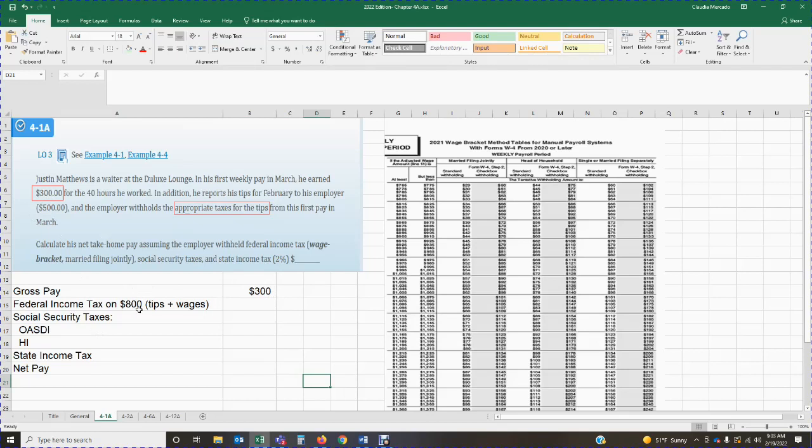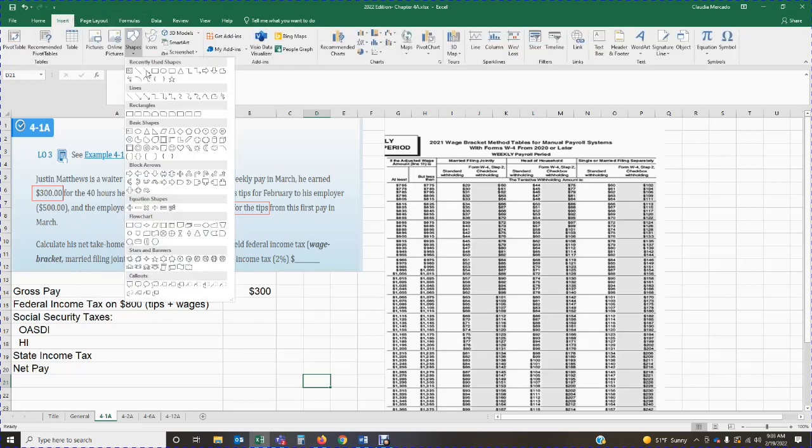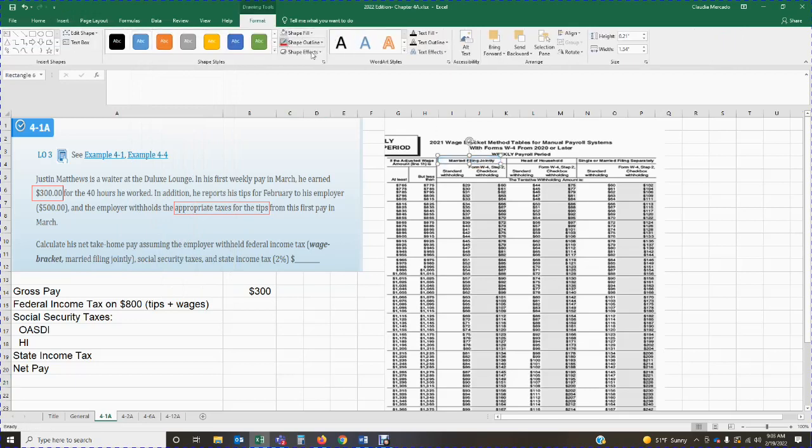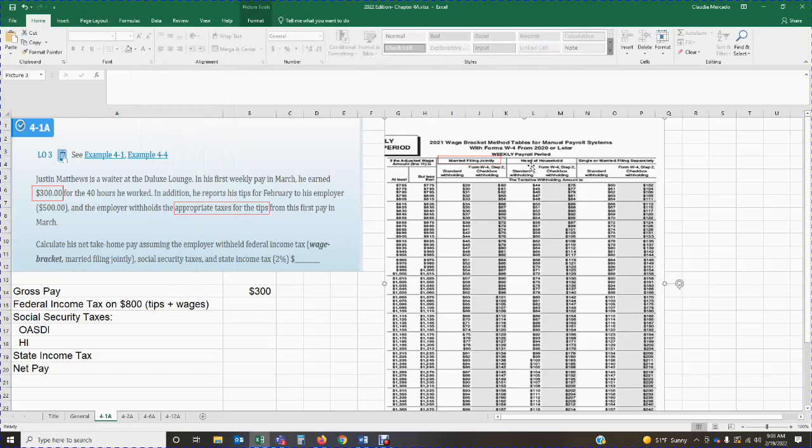Now I have to look into my table. This employee is married filing jointly, so we're going to look at this section right here, married filing jointly. We have three columns: the first one is married filing jointly, then head of household, and then single or married filing separately. Depending on which category your reporting responsibility falls under, that determines the bracket you use. In this case, we are using married filing jointly, so we're selecting numbers in this area.